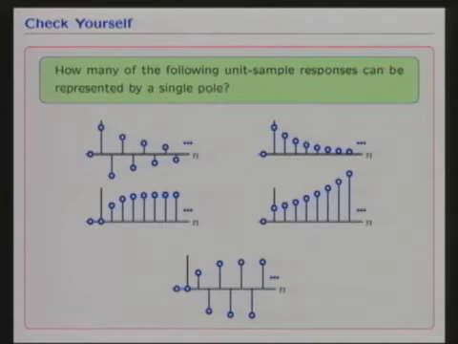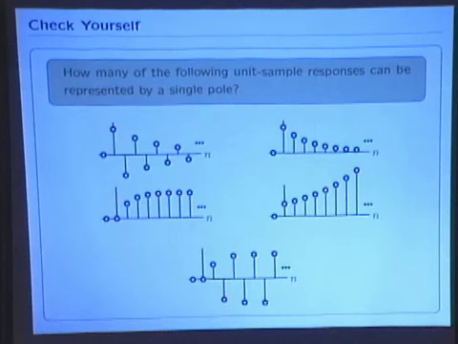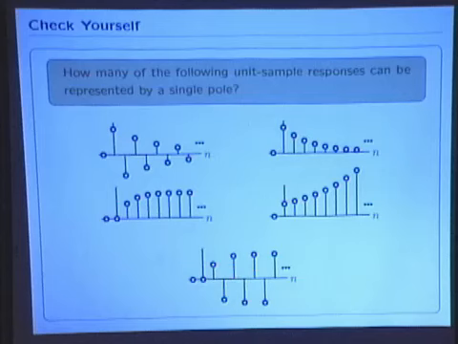Some p naught, like negative 1 is less than p naught less than 0. So can you figure out what p naught is? Back in the back? So what's p naught for the upper left? What is the value of p naught? Minus a half. Okay, maybe, not really, but yeah.